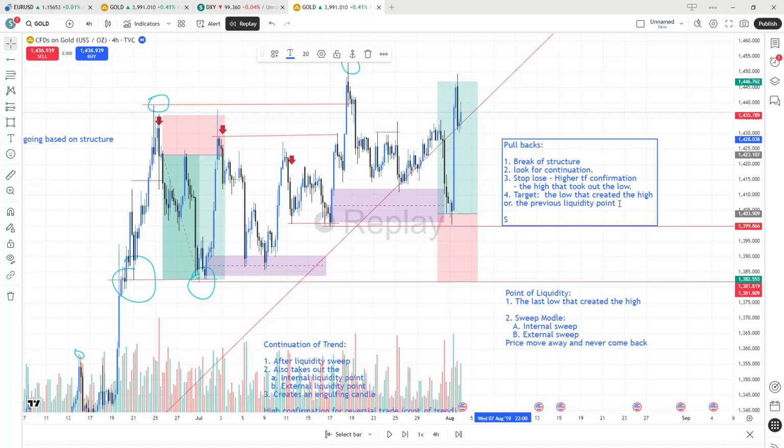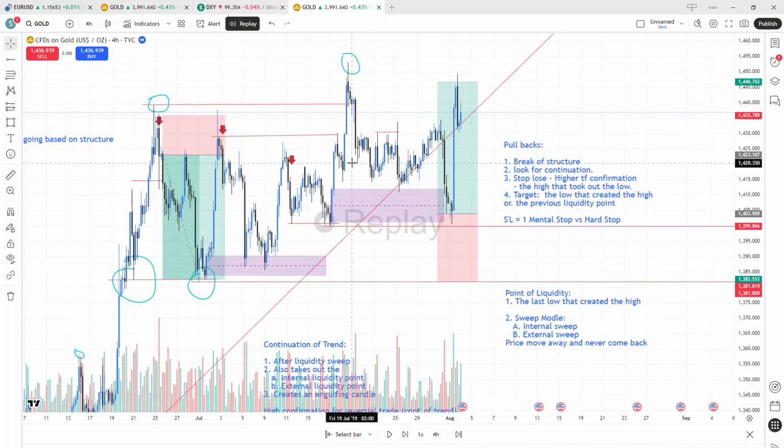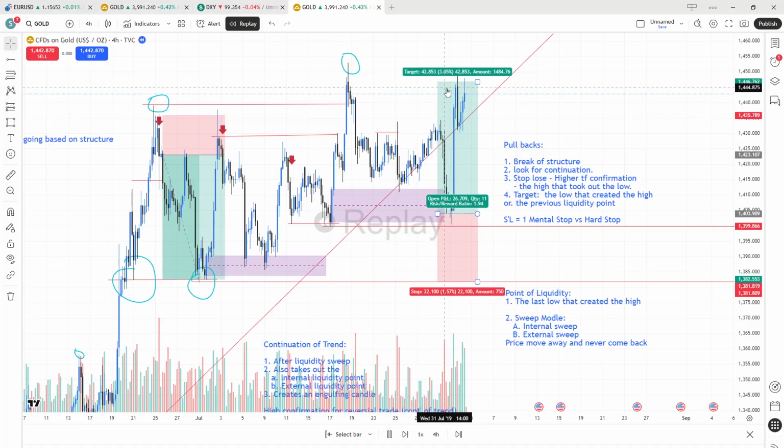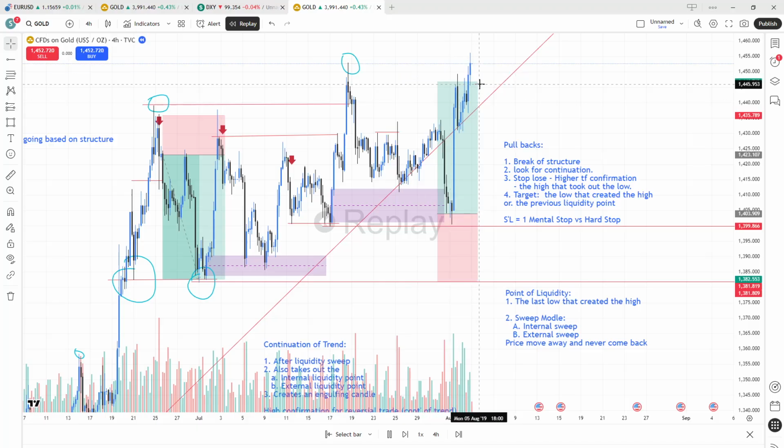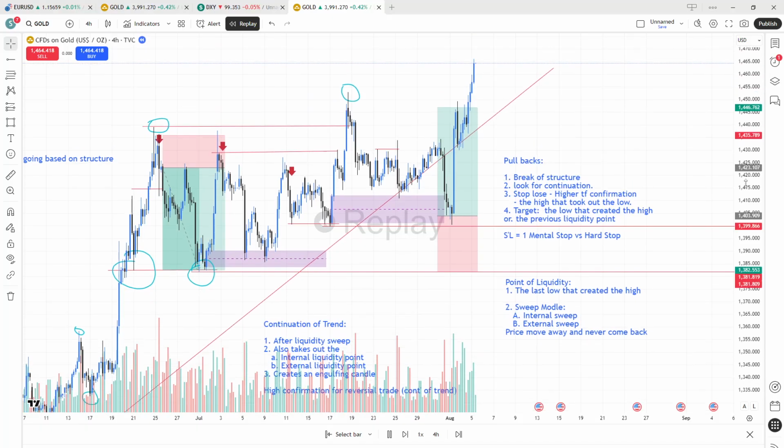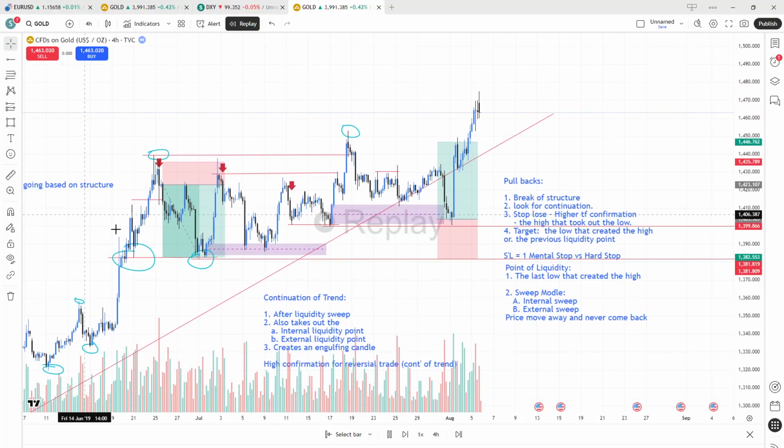Okay, stop loss again. It's going to be what? Mental stop versus hard stop. Okay. All right, let's continue. So TP would hit right here. Okay, yeah. So hold on.